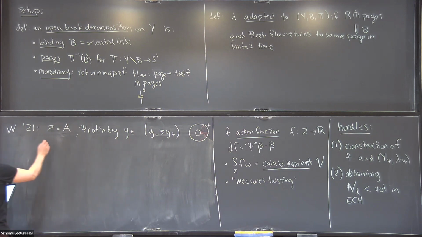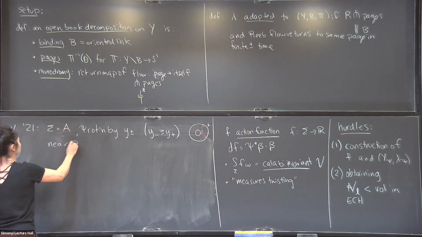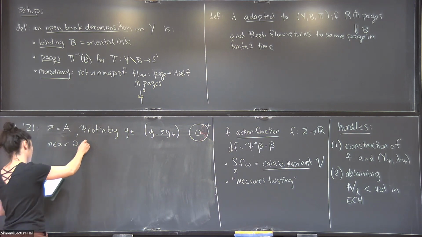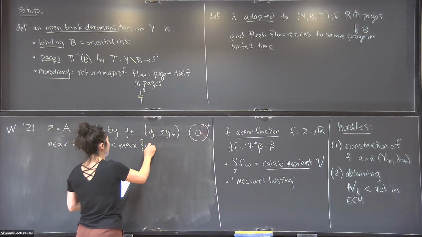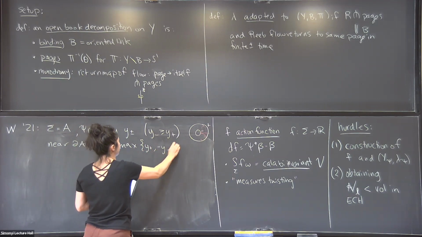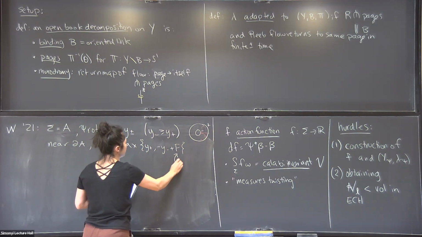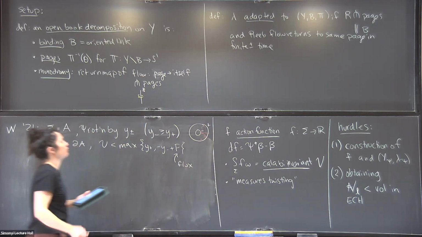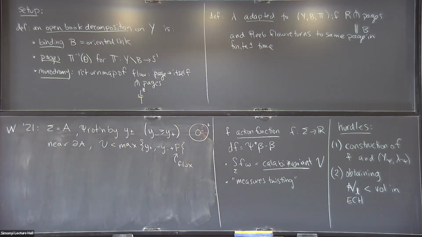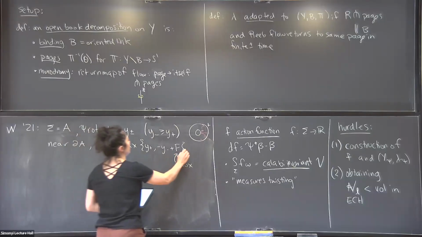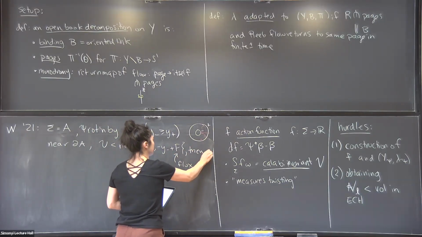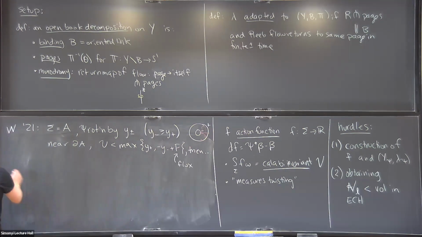So rotation near the boundary. And Calabi is less than the max of theta plus and minus theta minus plus f. So this is some sort of flux term that I'm not going to explain. It has to do with what I was talking about here. Then you have the conclusion.